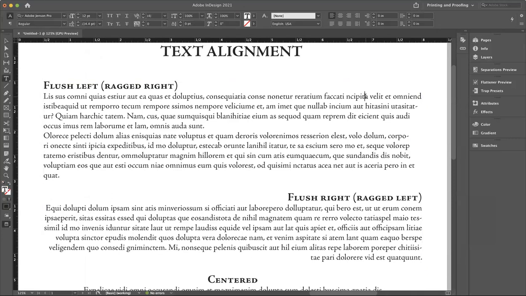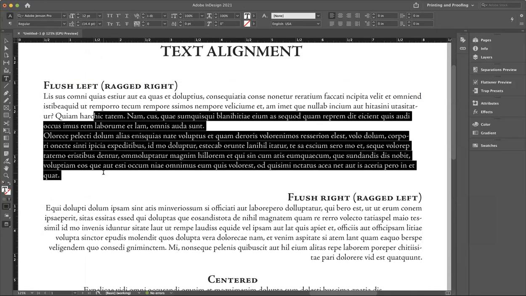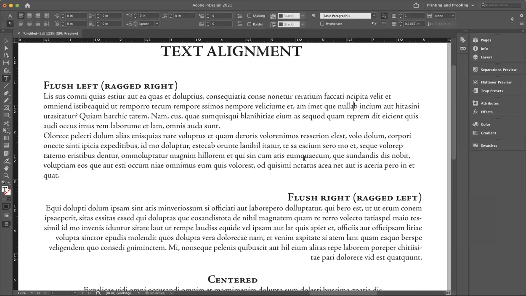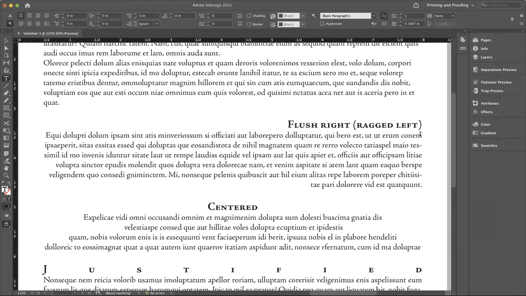In fact, if I go in here, and if I turn off the hyphenation, there you go, it's even more apparent what it's doing, because then you get a more ragged edge. That's standard book typesetting.